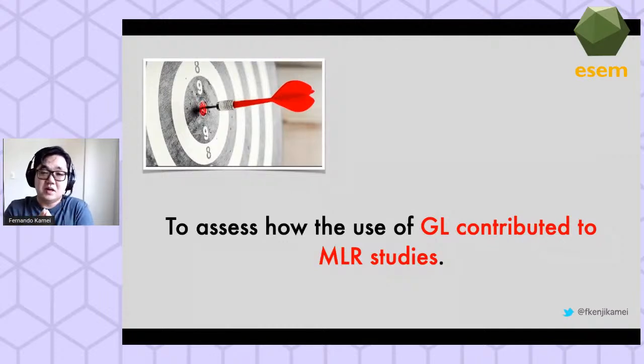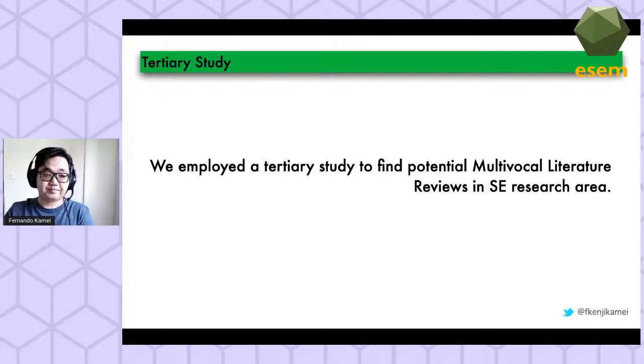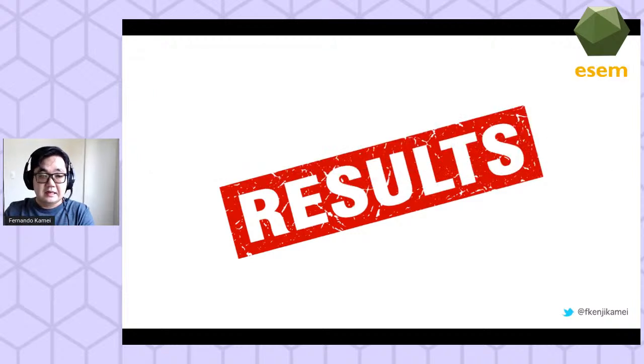In this study, by contributing, we mean to understand to what extent the multivocal studies use gray literature evidence to answer their research questions. We identified that several evidence would be missed if the investigated studies did not consider gray literature. To achieve our goal, we employed a tertiary study to identify potential multivocal studies in software engineering. Now I'm going to present our results related to each research question.